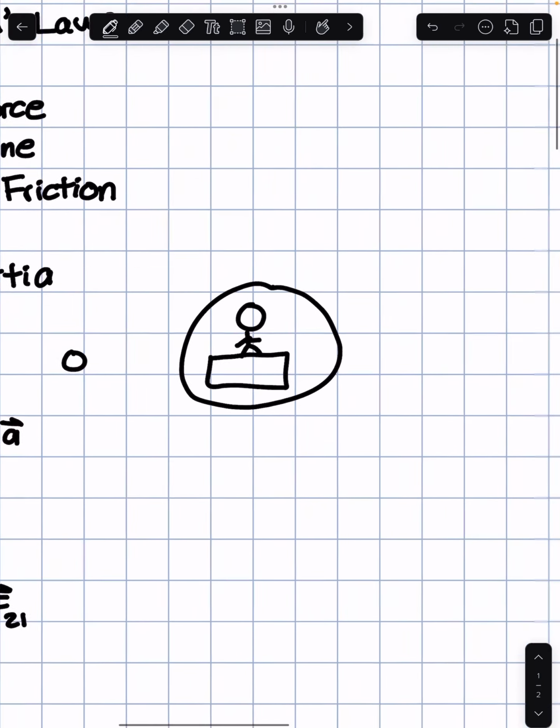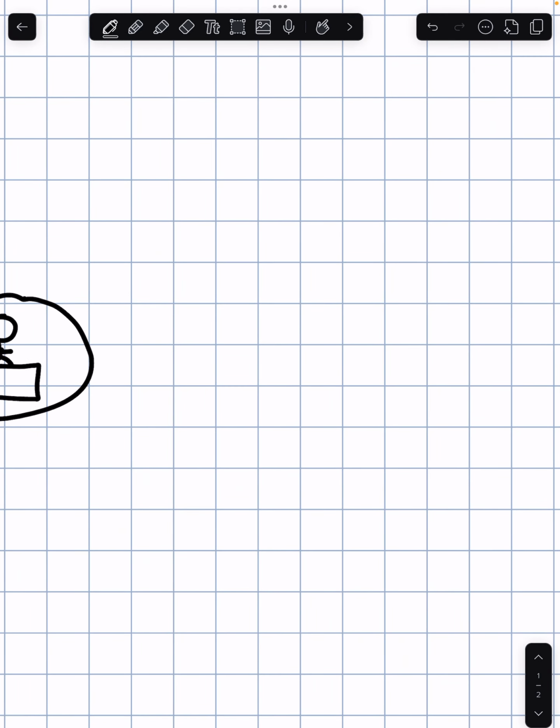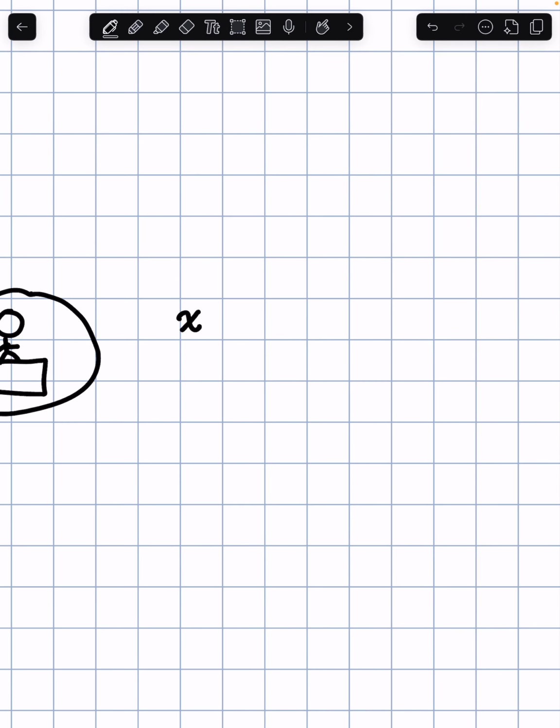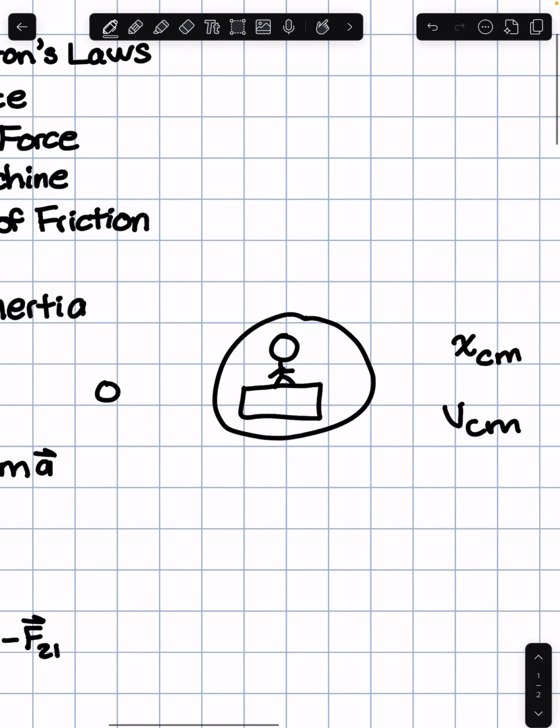So Newton's first law states that a body in motion will stay in motion, or a body at rest will stay at rest, unless acted upon by an outside external unbalanced force. So what this means is that the position of the center of mass and the velocity of the center of mass will remain unchanged unless there is an external net force on the system.